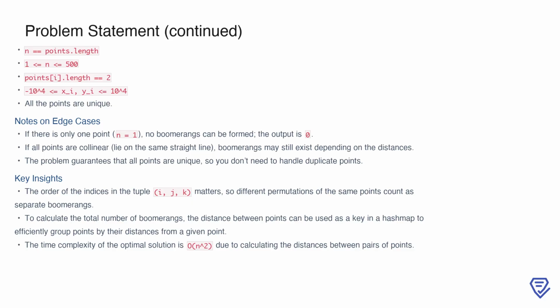One key insight is that the order of the points in the tuple matters, so permutations of the same 3 points count as separate boomerangs. To solve this efficiently, we can use a hash map to group points by their distances from a given point, which allows us to count boomerangs in n squared time complexity.